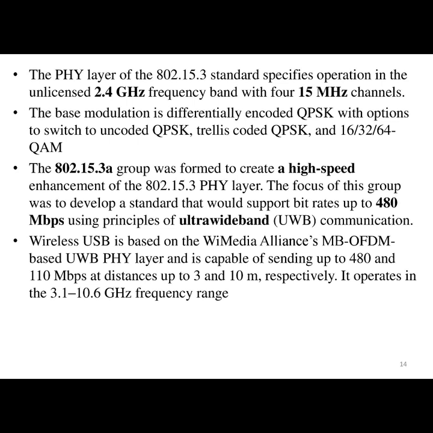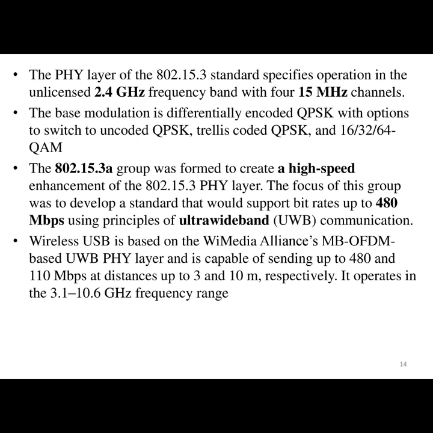The 802.15.3a group was formed to create a high speed enhancement of the 802.15.3 physical layer. The focus of the group was to develop a standard that would support bit rates up to 480 megabits per second using the principle of ultra wideband communication.